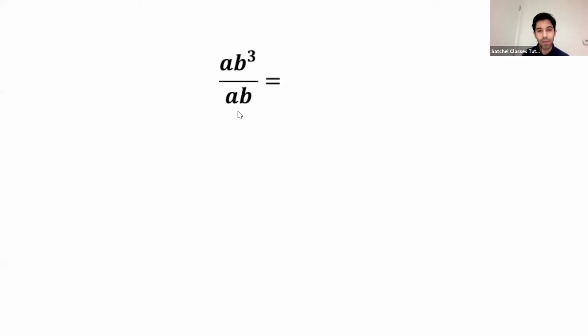So we have ab cubed divided by ab. Slightly trickier problem. And we'll do both methods with this one. So the highest common factor, they both have an a, and they both have 1 lot of b. So the highest common factor is simply going to be ab. So ab divided by ab is 1. ab cubed divided by ab is going to be b squared. So the answer is going to be b squared.